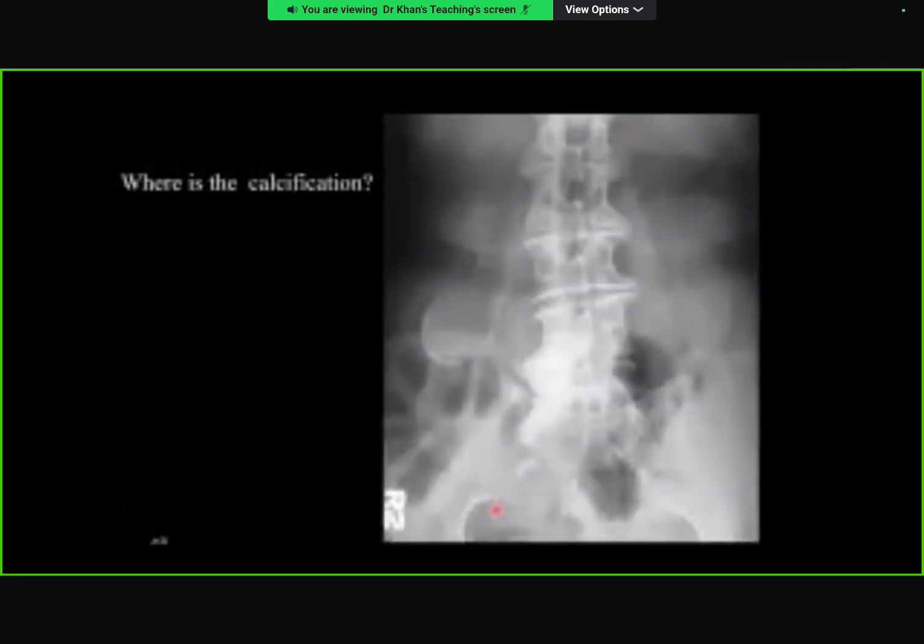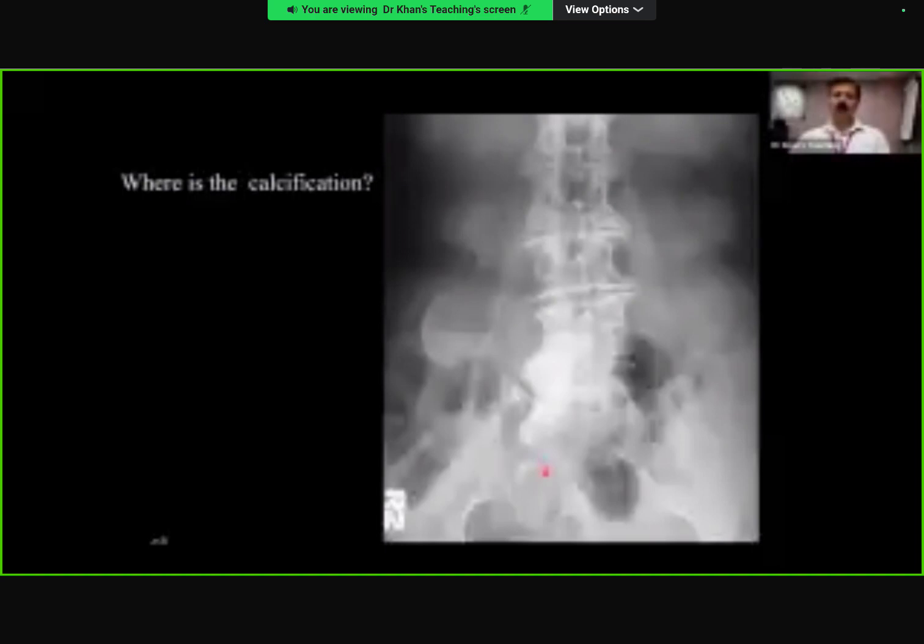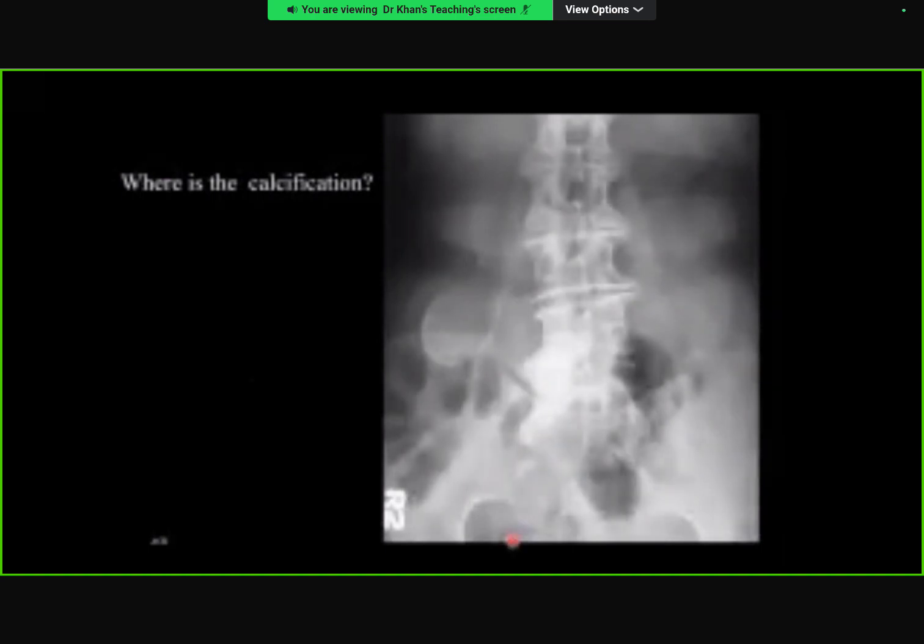What's happening? This most likely is calcified gallbladder. What do you call this thing? Porcelain gallbladder. What do you advise? What will you advise? This is worrisome because it mostly develops gallbladder carcinoma. So it would be urgent to do a CT scan.